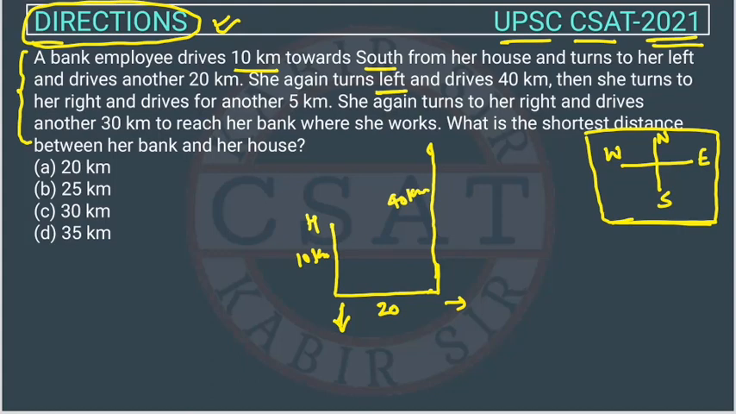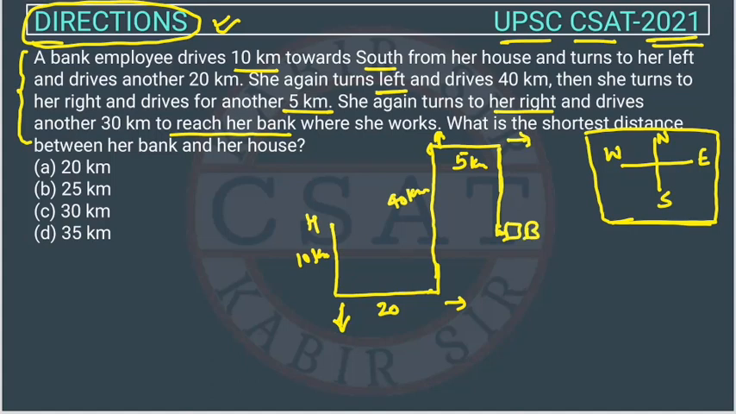Then she turned to her right. Now she is facing this side, so the right turn will be this side, and she drives another 5 kilometers. She again turns to her right, facing this side, so the right turn will be this side, and drives another 30 kilometers to reach her bank. So this is the bank.